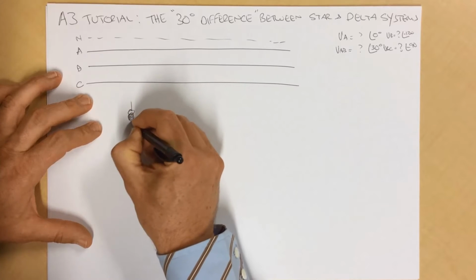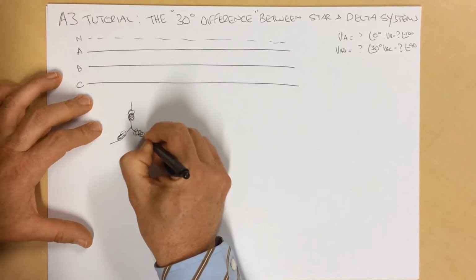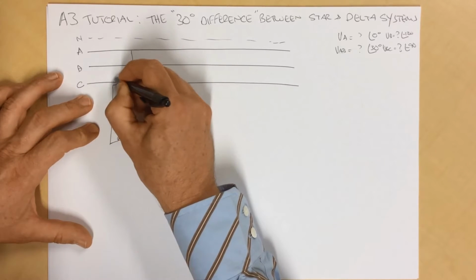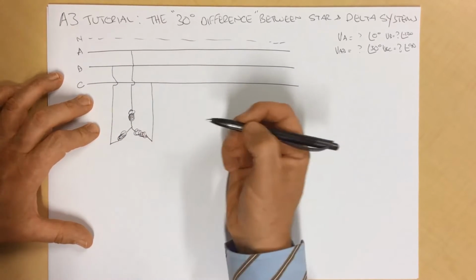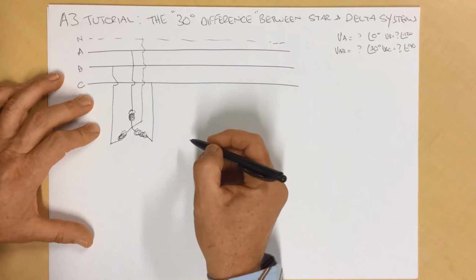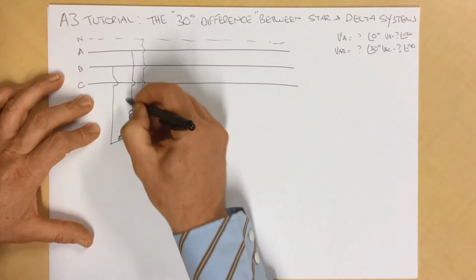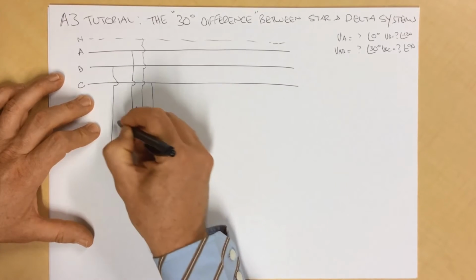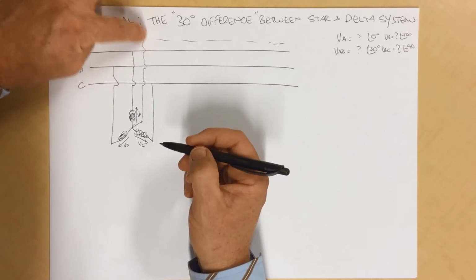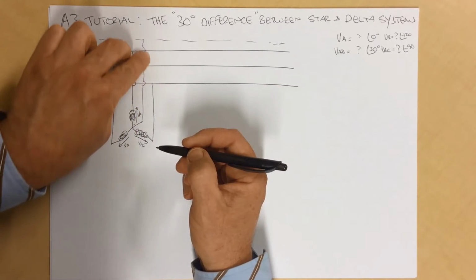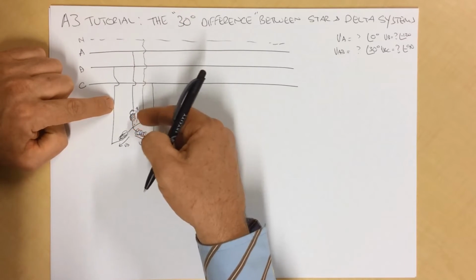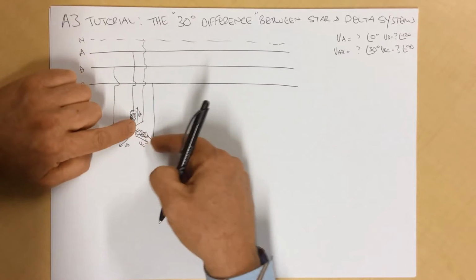So here we have our classic star system, and we'll have this one here as being phase A, this one here as being phase B, and this one here as being phase C. And of course, our neutral point here is connected off to our neutral wire. So this point here is nominally at 0 volts. The voltage across here is VA. The voltage across here is VB. And the voltage across here is VC. And we can see that simply by following the lines down. Between the neutral point and here is VA, between the neutral point and here is VB, and here is VC.